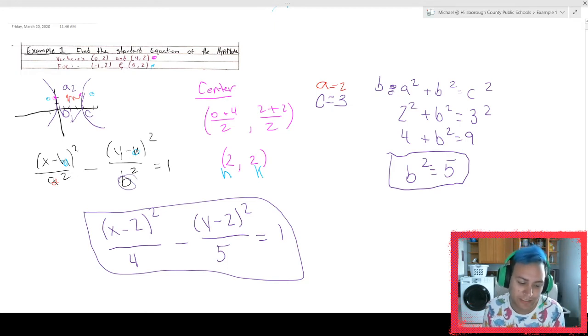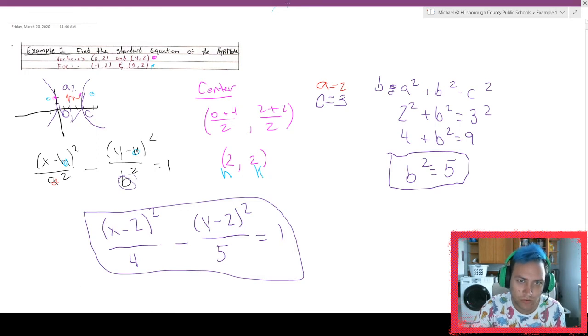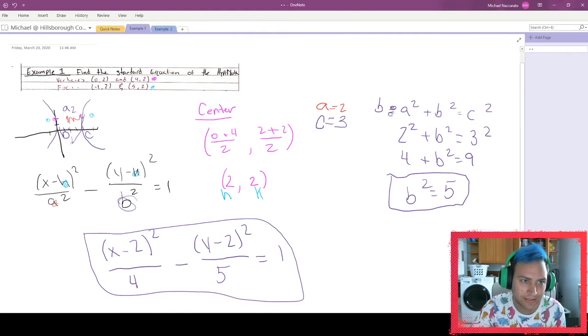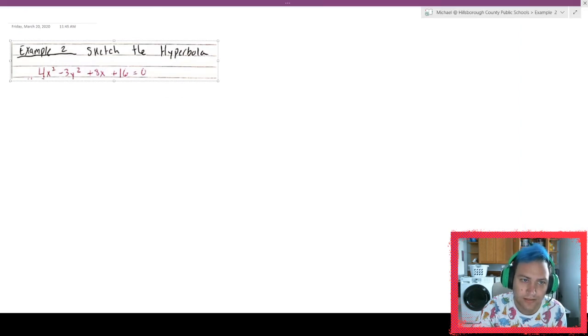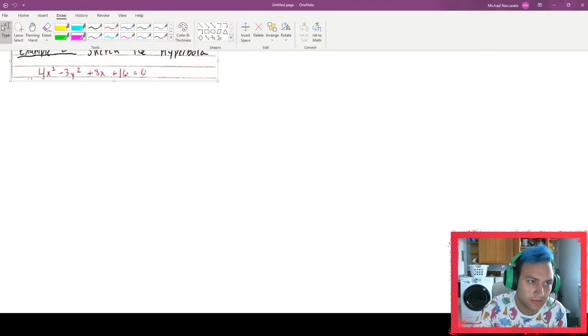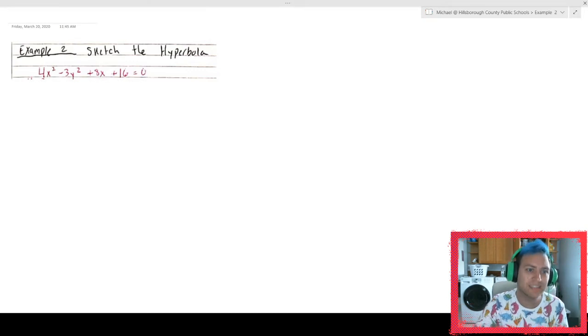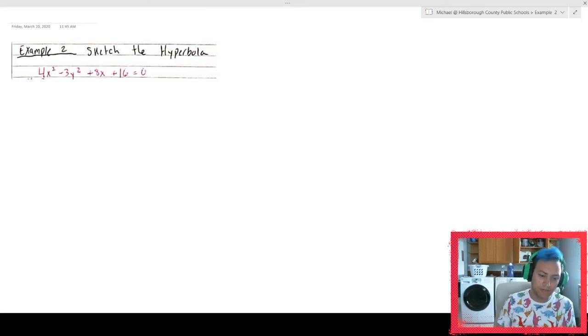As always, I have my nicer version coming up in just a second that you can look at how I did that. Okay, so going on then to our second example. Second example says we want to sketch the hyperbola of 5x squared minus 3y squared plus 8x plus 16.